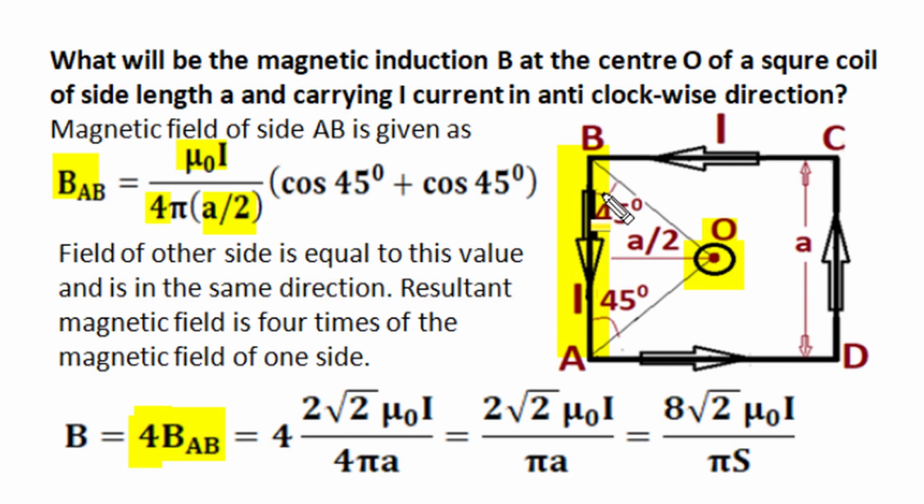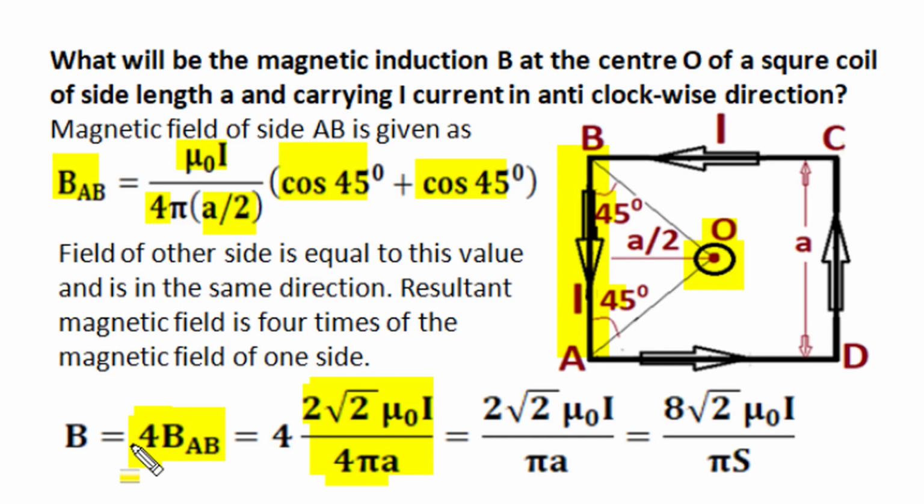So the limiting angle by symmetry becomes 45 degrees each, and cosine of 45 is 1 by root 2. And when we add the two, this becomes 2 by root 2, or root 2, and this 2 with that root 2 becomes 2 root 2, and the remaining figure is mu 0 I upon 4 pi A, and this is the magnetic field of one side AB, and all four sides will contribute symmetrical magnetic field in the same direction.